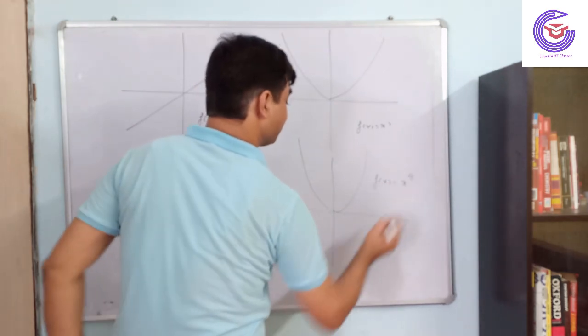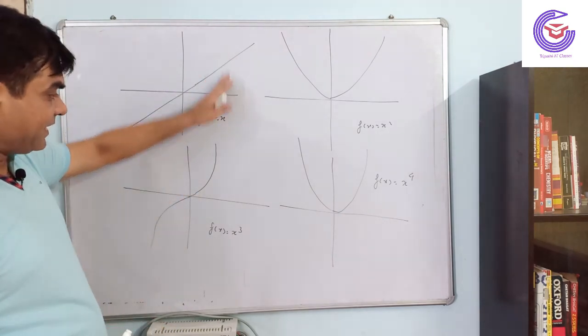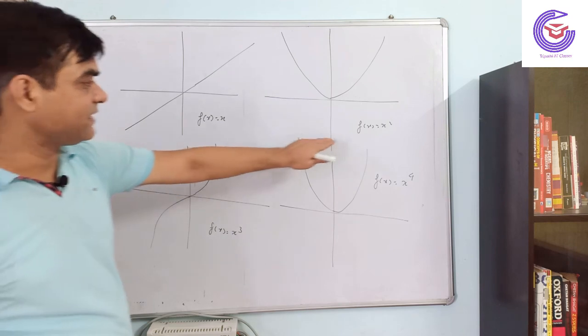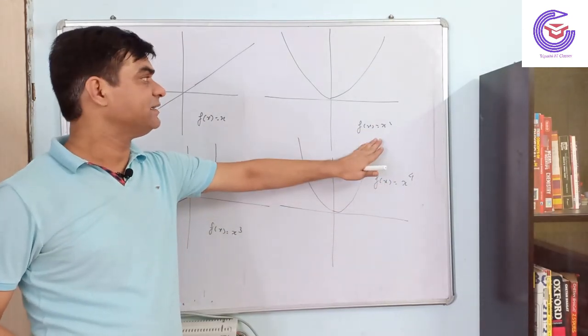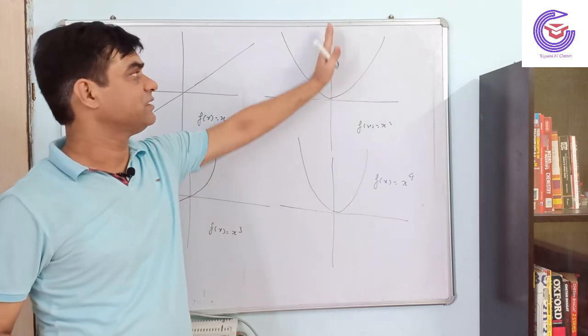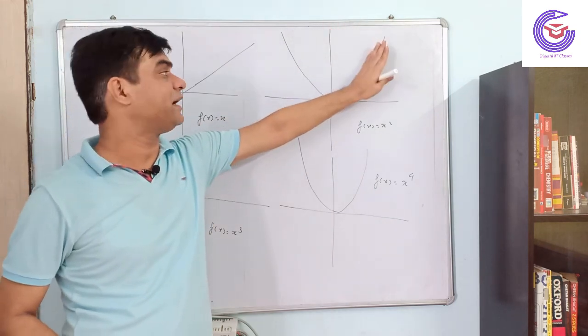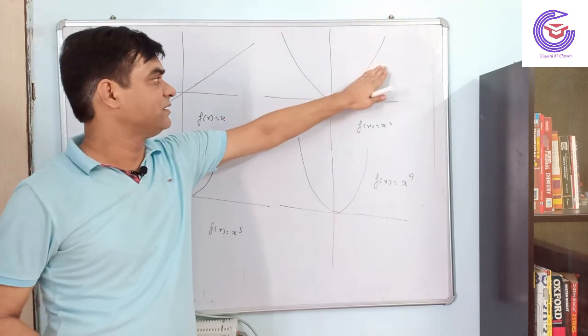f(x) is equal to x to the power 4. So there is a very important pattern you can observe here. In this case, x square, x to the power where the power is even, you are getting graph symmetry about the y-axis. So if you put a mirror on the y-axis, whatever part of the graph you are seeing on the right side, it is coming at the left side.